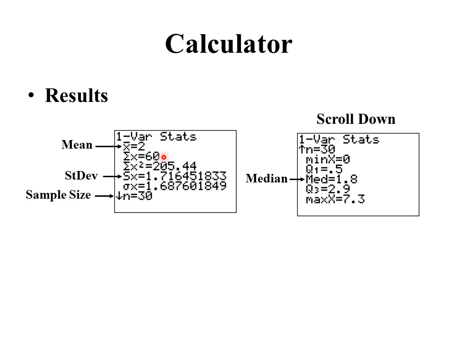Next is capital sigma x. That's the sum of all of our data values. Now that's not important for our purposes, but it could be in some situations. Next, sigma x squared, that's the sum of the squares. Again, not important. Sx, that's our sample standard deviation, 1.716. It's identical to what we calculated by hand. So that result's important. The next one, sigma x, that would be our population standard deviation if we had values from every single member of the population.